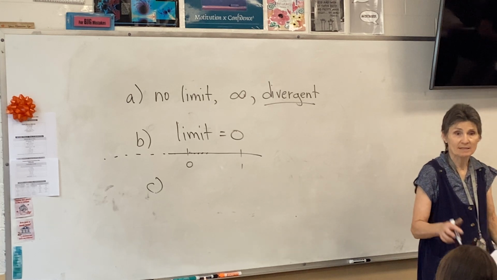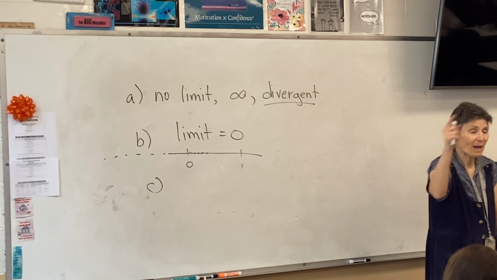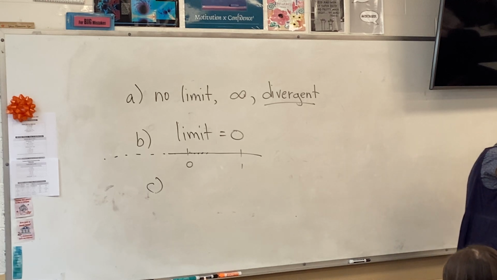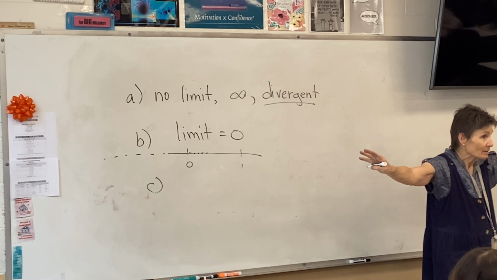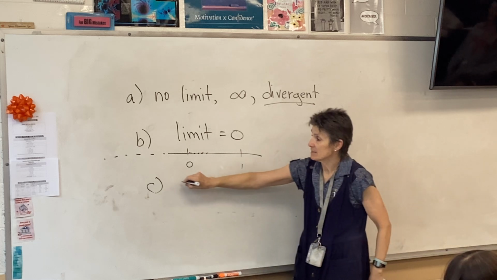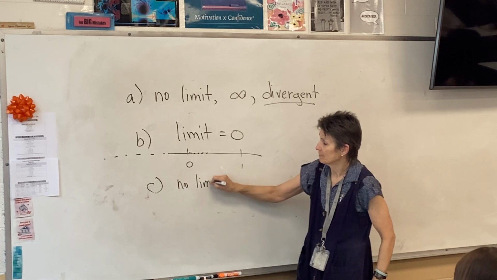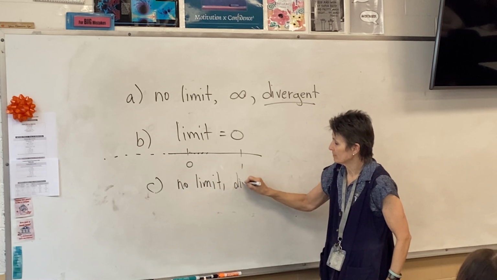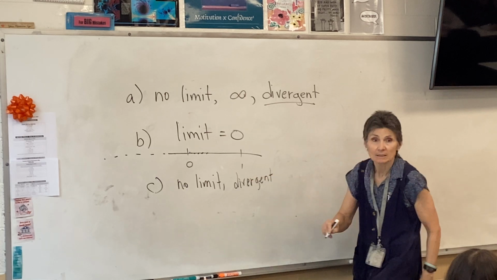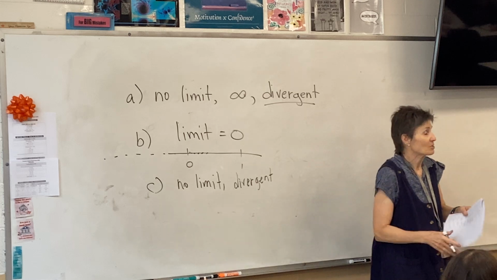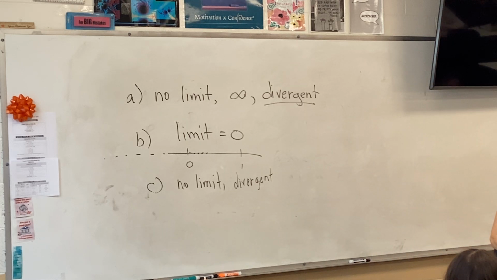What's happening to these? They are going back and forth. But every time they go back and forth, they get further out. That is either the words no limit or divergent. It isn't going anywhere except farther out, but it's going farther out in both directions. So you can't say infinity. Infinity would be going farther out that way. This one's back and forth, divergent.